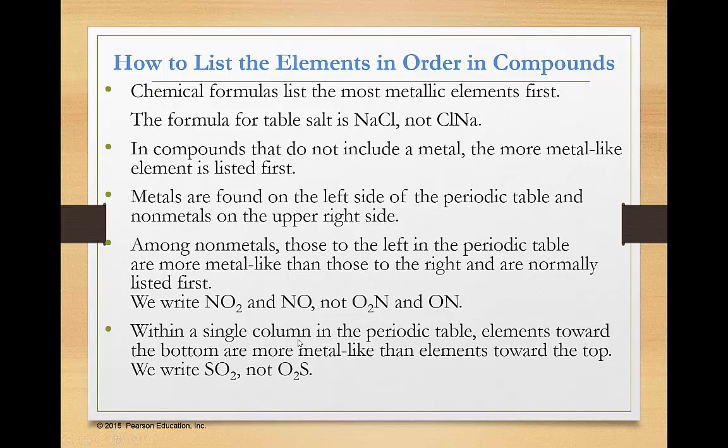If I'm looking up and down a column, elements that are further down the column toward the bottom are going to be more metal-like. So if I look at compounds that are written with sulfur and oxygen, oxygen is number 8 on the periodic table, sulfur is number 16, it's further down, more metallic. So I'm going to write, for example, for sulfur dioxide, SO2, not O2S.